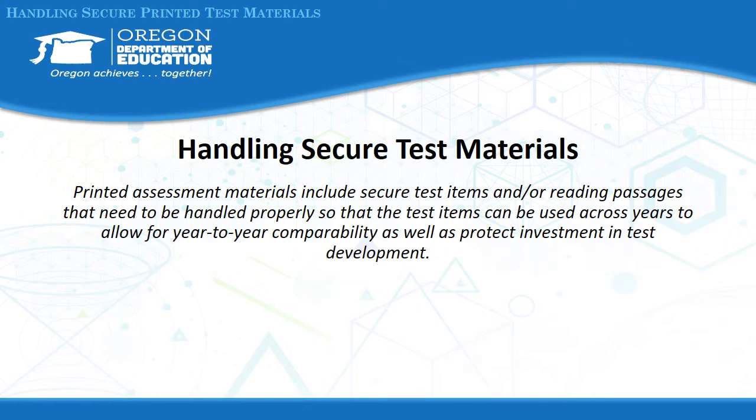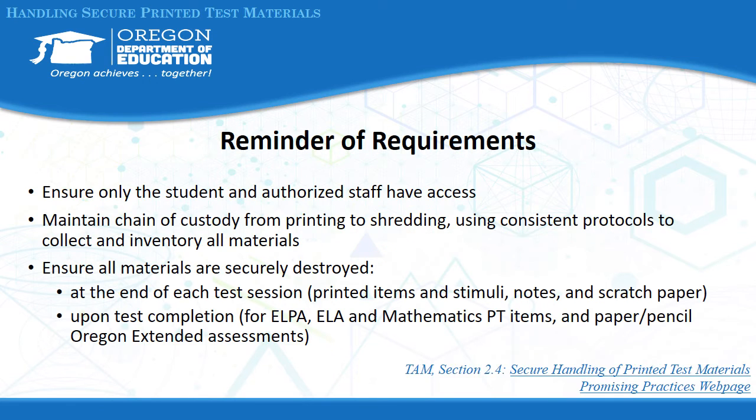Now it's time to review how to handle secure test materials. Section 2.4 of the TAM specifically addresses the requirements in place around handling secure printed test materials, including printed items and stimuli, student notes and rough drafts, and scratch paper. It is critical that each school have protocols in place and ensure that they are followed, that ensure only the student and authorized staff who have signed the Assurance of Test Security form have access to these secure materials.